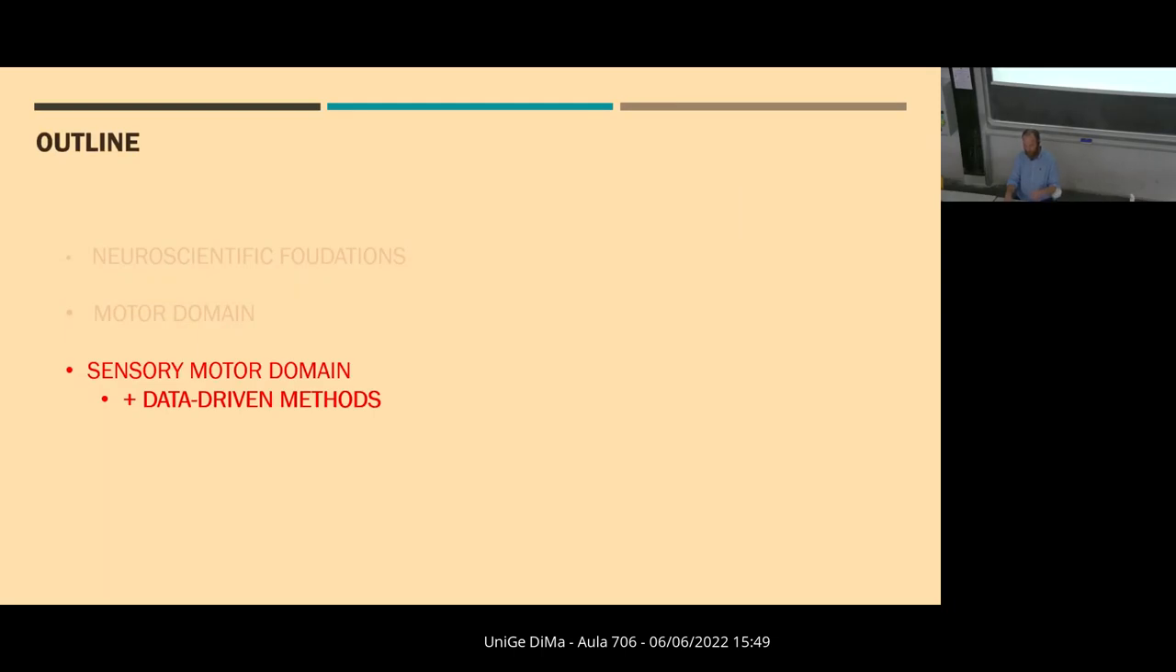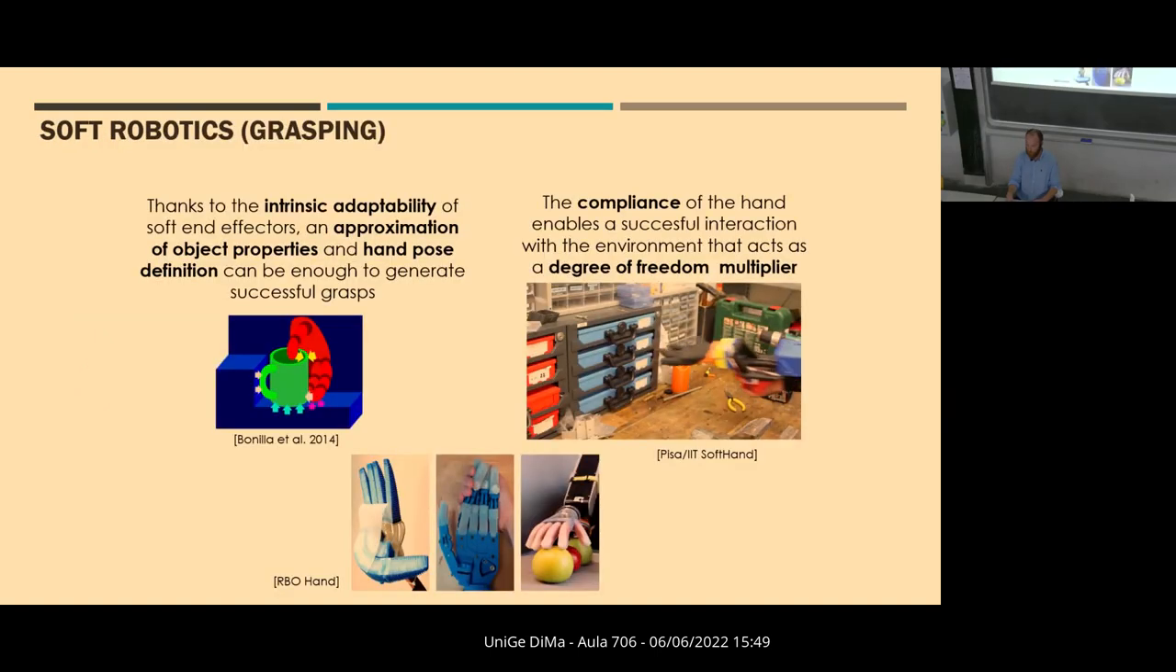But it is also important, if I want to put the motor and the sensory domain together, to use data-driven methods. They are extremely important, for example, for soft manipulation. So now, as you can see here, there is a soft robotic hand, a hand that can deform with the environment, that can be softly articulated, or can be continuously deformable with respect to the environment.